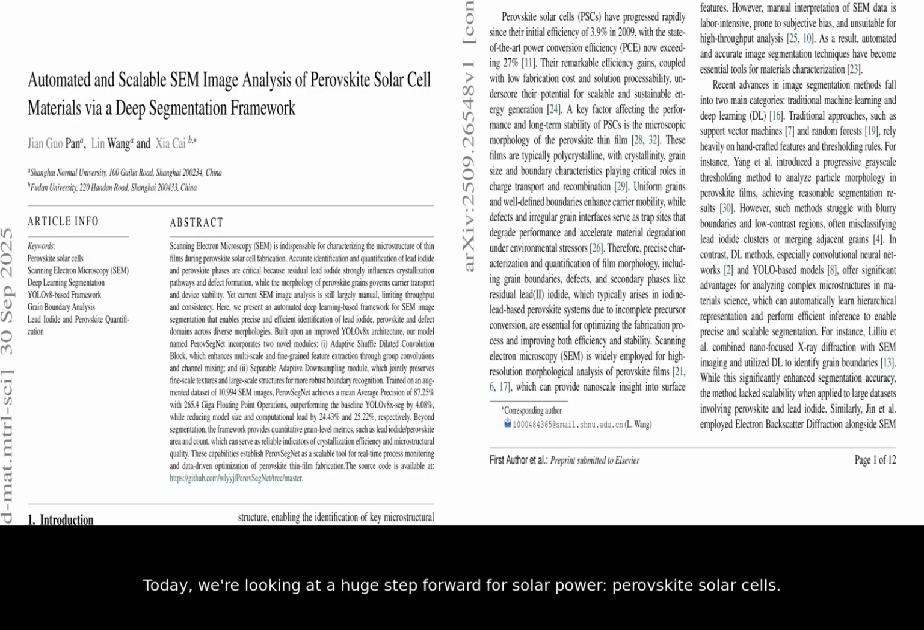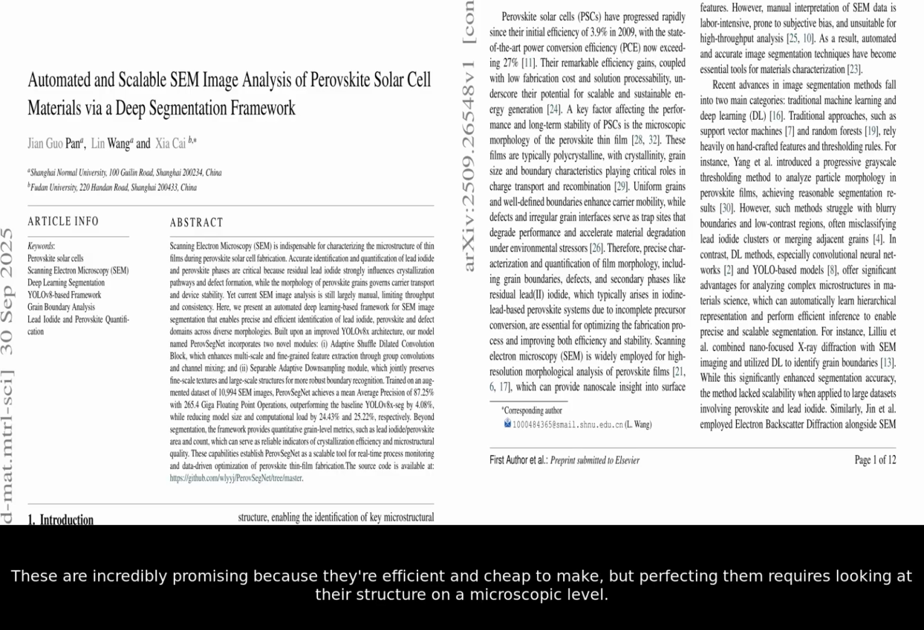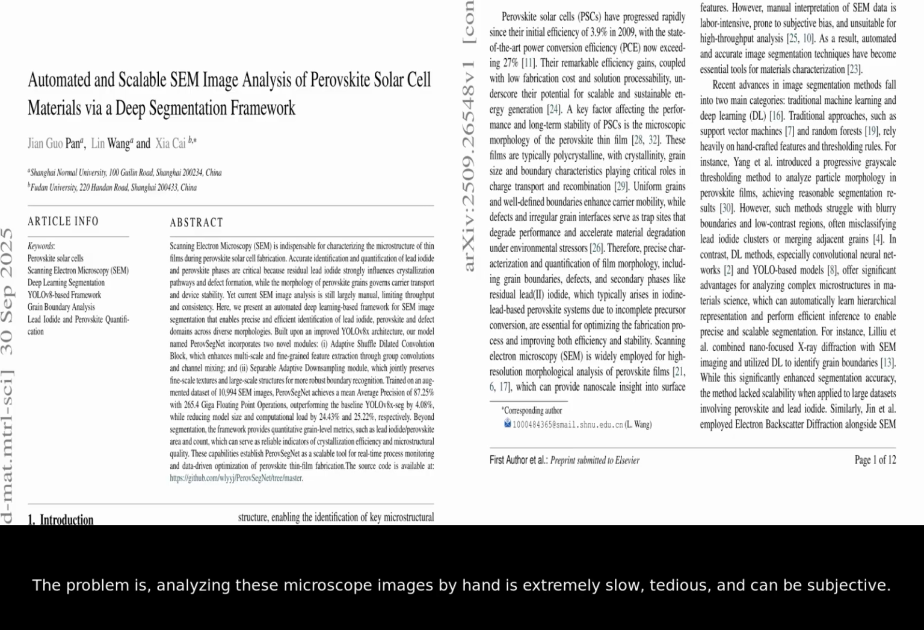Today, we're looking at a huge step forward for solar power, Perovskite solar cells. These are incredibly promising because they're efficient and cheap to make, but perfecting them requires looking at their structure on a microscopic level. The problem is, analyzing these microscope images by hand is extremely slow, tedious, and can be subjective.